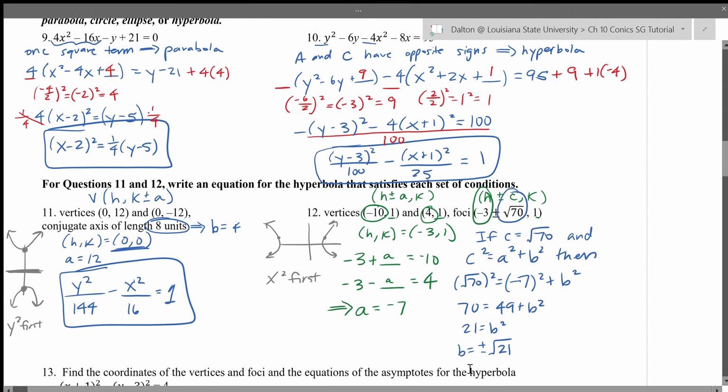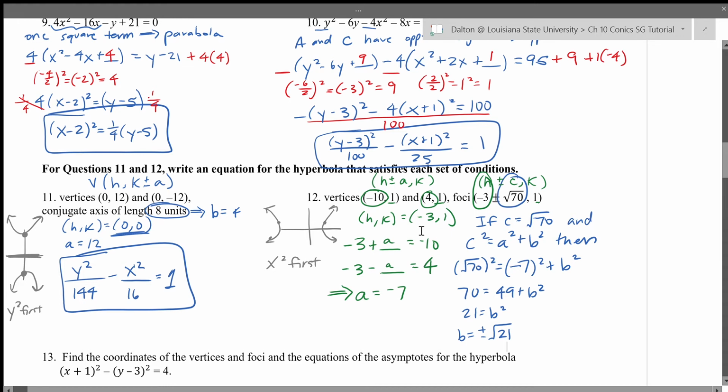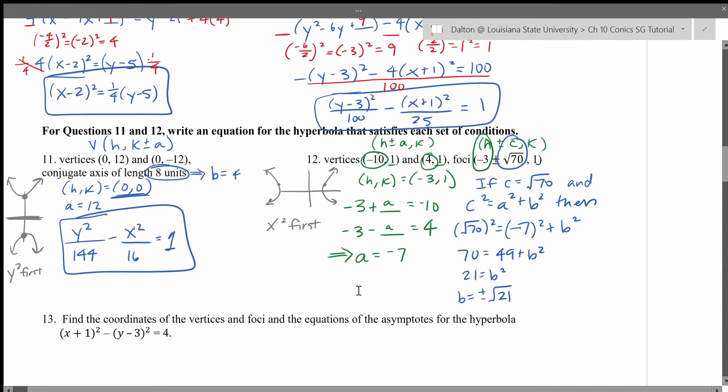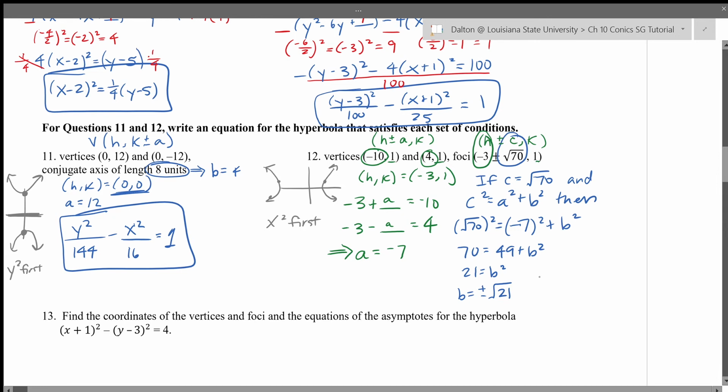So I know what a is, I know what b is, and I know what h and k are. And I know that the x squared term is positive and it must be first. So when I fill in that information, I'm going to get x minus h, which will be x minus -3, which will change to be a +3, squared, over a squared, which would be -7 squared, which will be a positive 49, minus y minus k, so it'll be y minus 1 squared, over b squared. Well, b is the square root of 21, so the square root of 21 squared is literally just 21. And that is equal to 1 for that hyperbola.